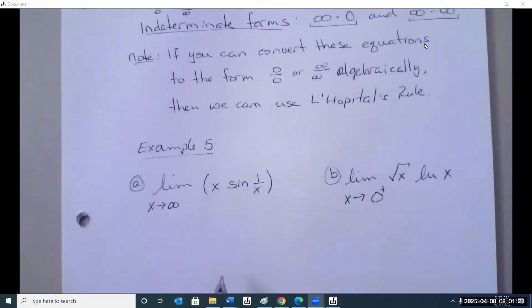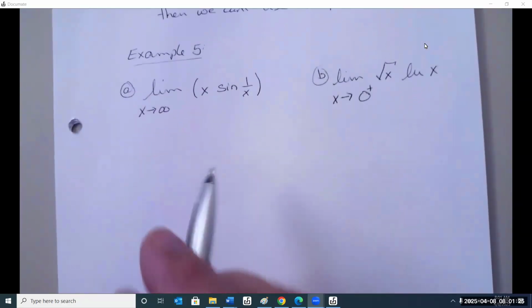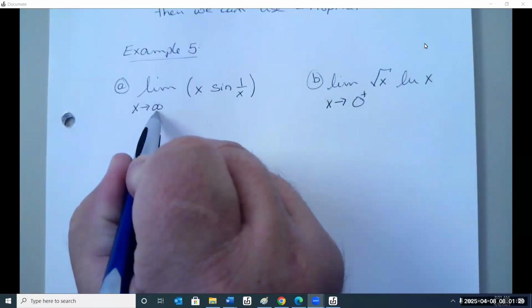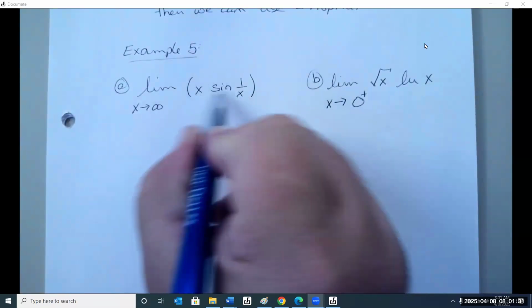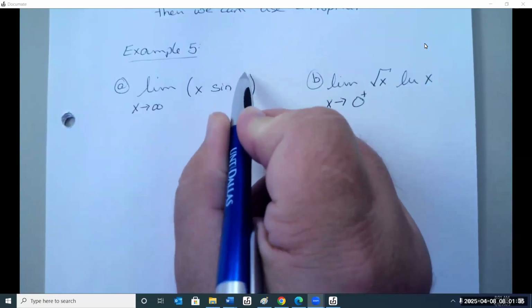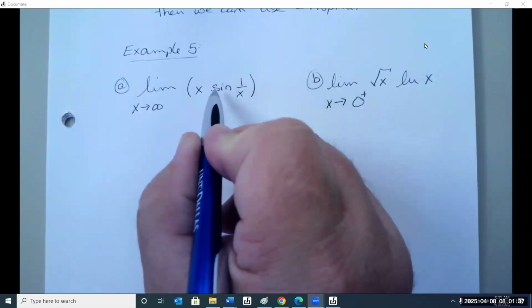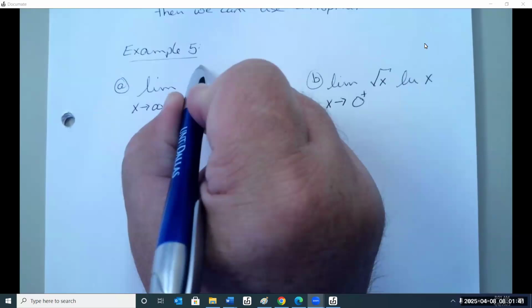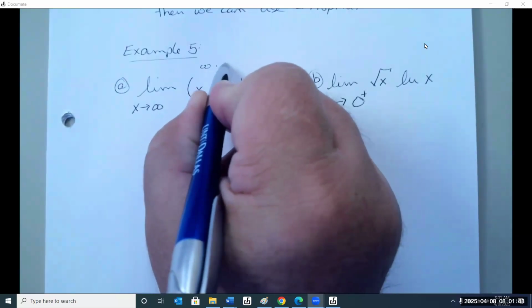So for example, number 5. As x goes to infinity, in this equation, x goes to infinity, and sine of 1 over x: 1 over x goes to 0, so sine of 0 is 0. So this one has the form infinity times 0.